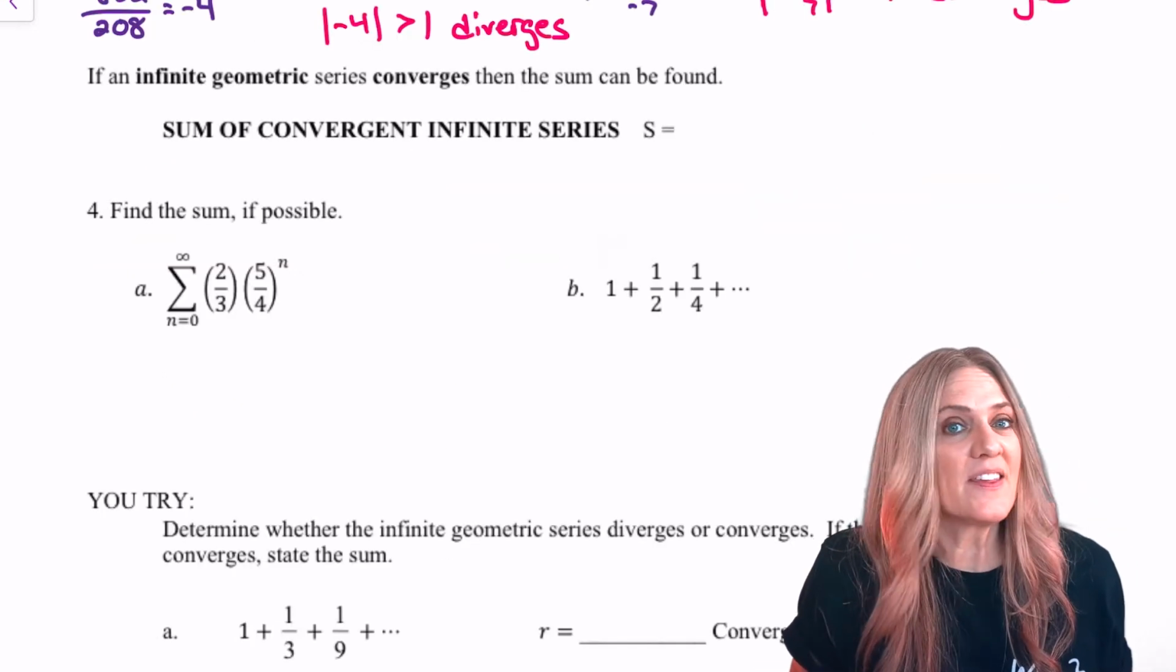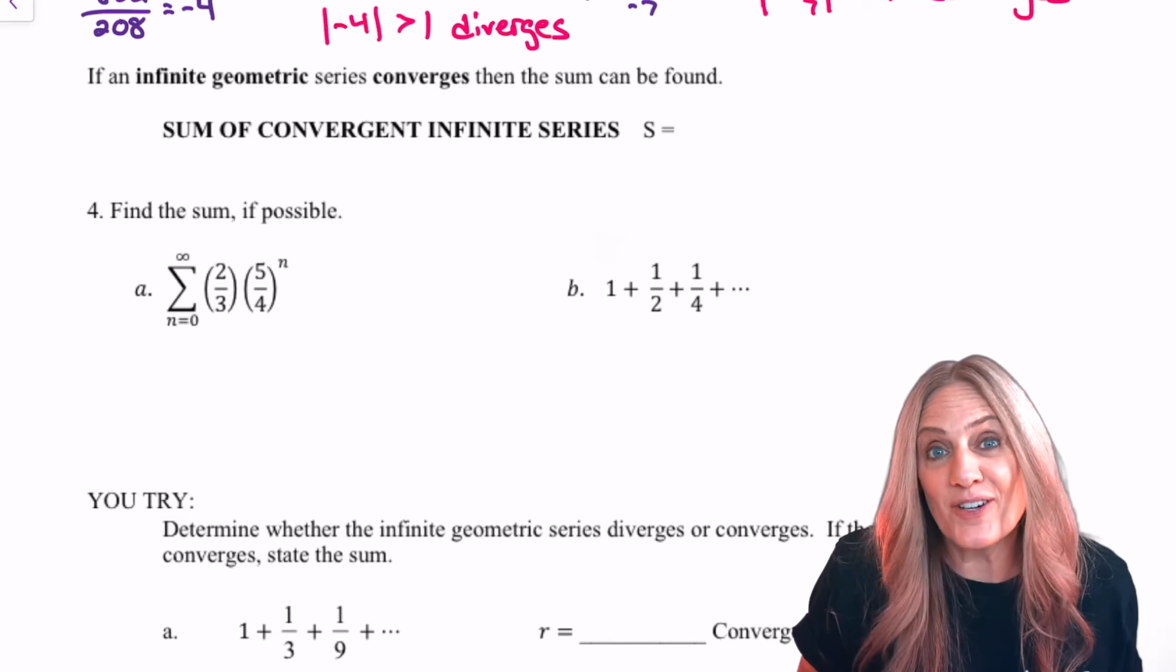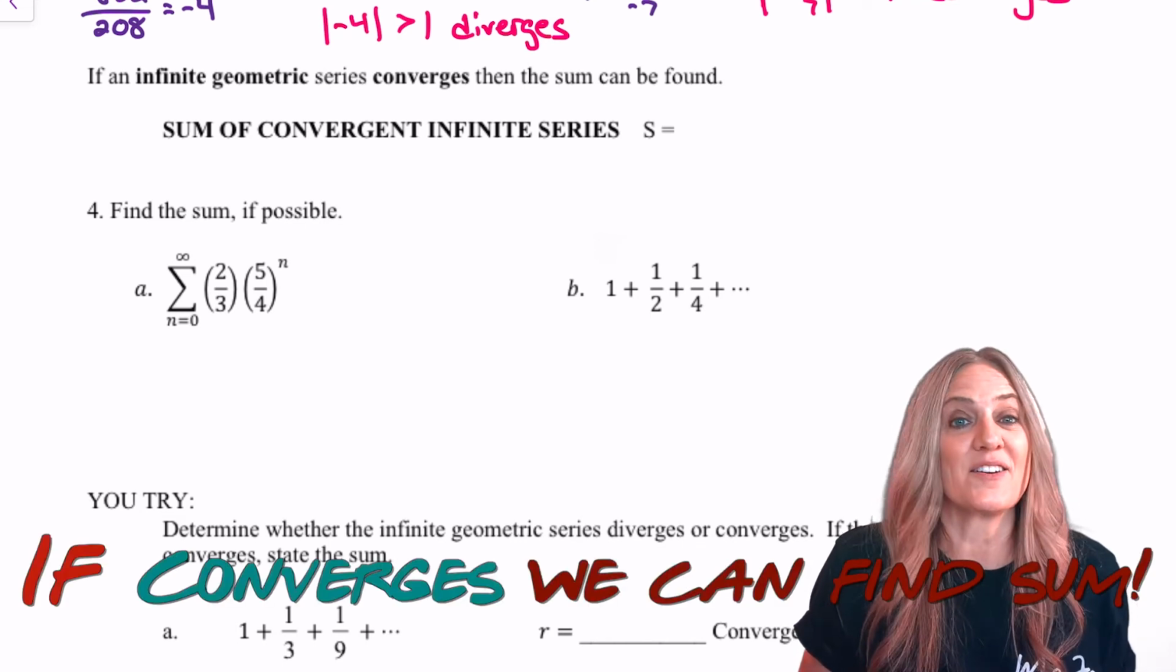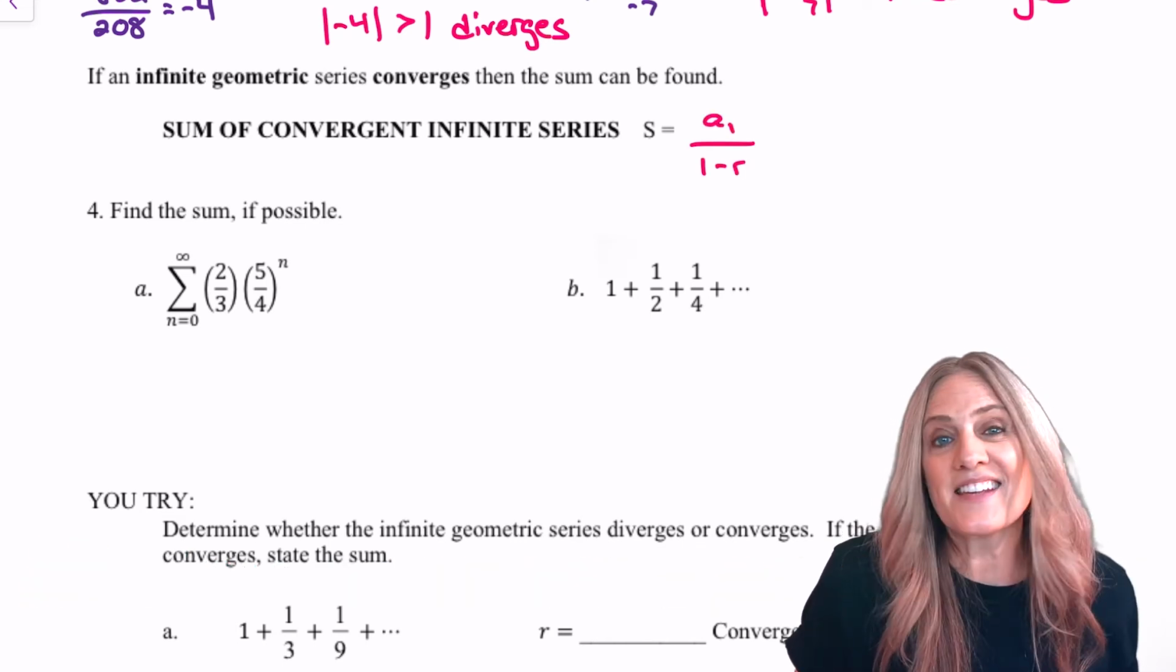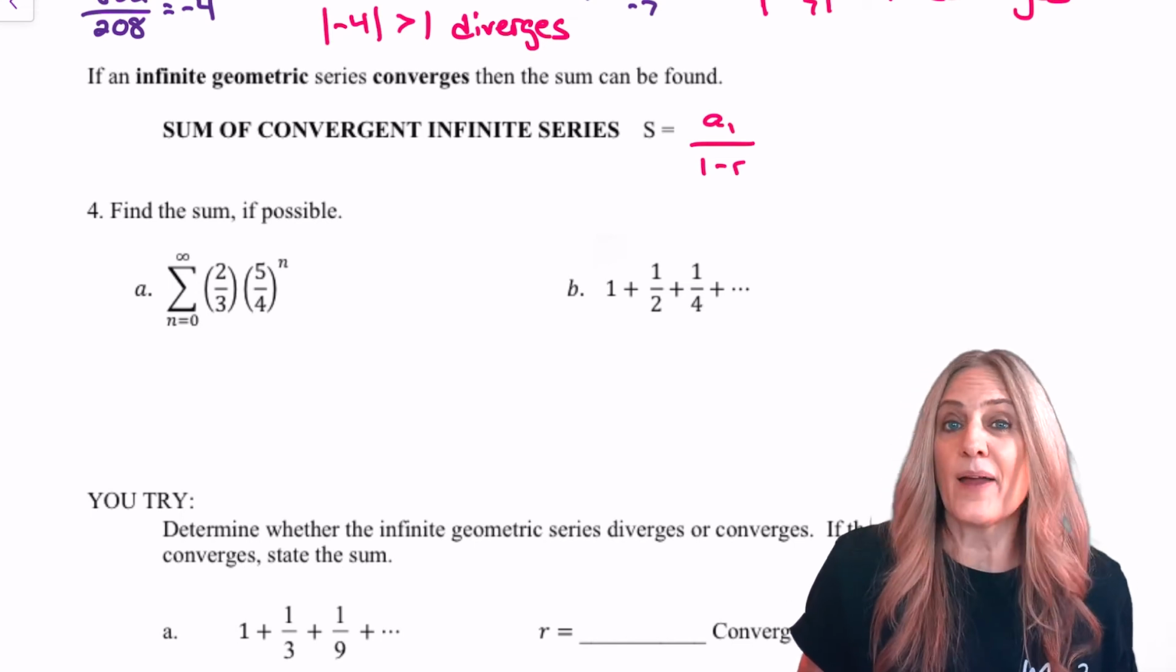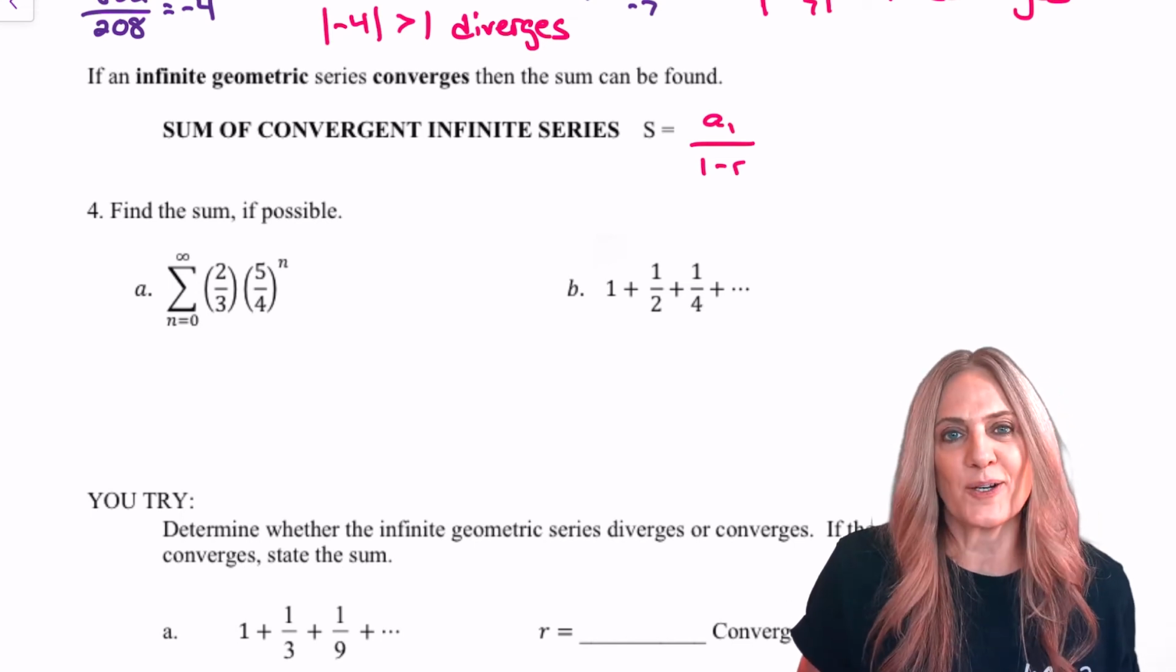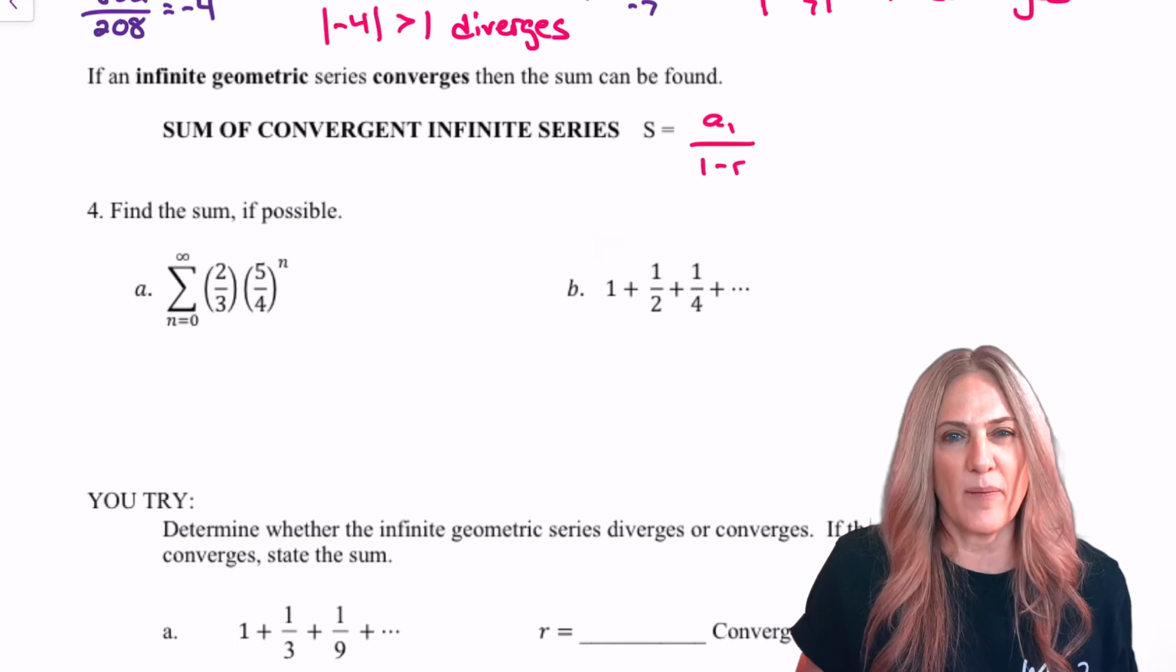You might be asking, why do we care? Well, if the infinite geometric series converges, we have a formula to find its sum. S equals a sub 1 divided by 1 minus r. The first term divided by 1 minus the common ratio.